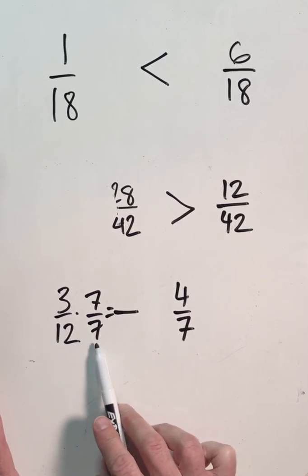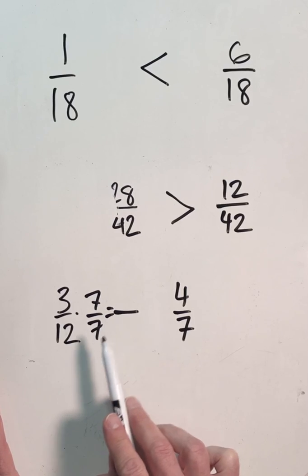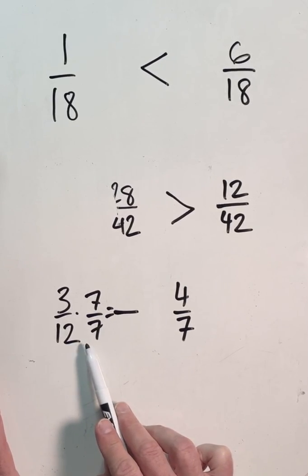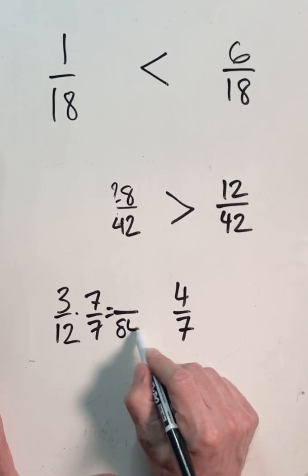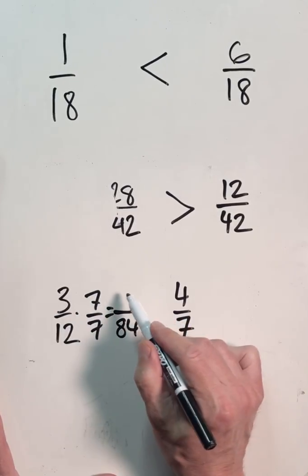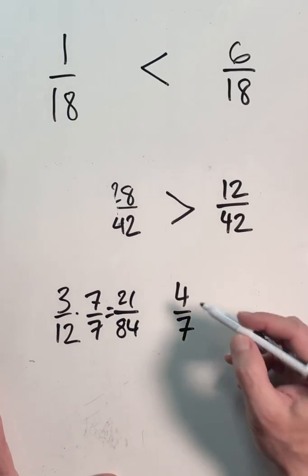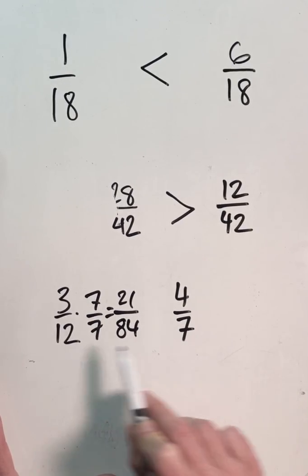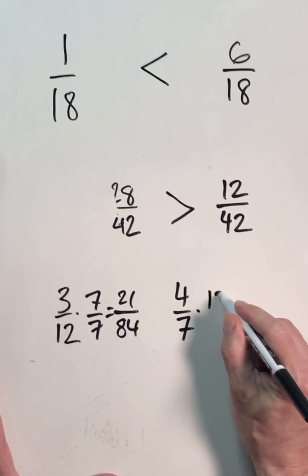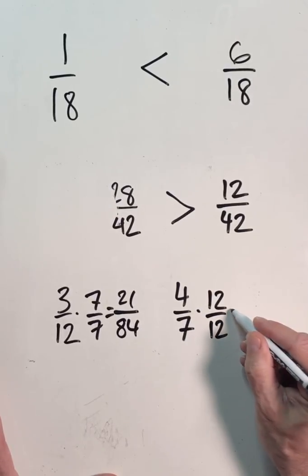12 times 7, well, 7 times 10 is 70. 7 times 2 is 14. 70 plus 14 is 84. And 3 times 7 would be 21. So 3/12 is equivalent to 21 over 84. And then I would multiply my 7 by 12 to get to 84. So I would be multiplying 4/7 by 12/12.